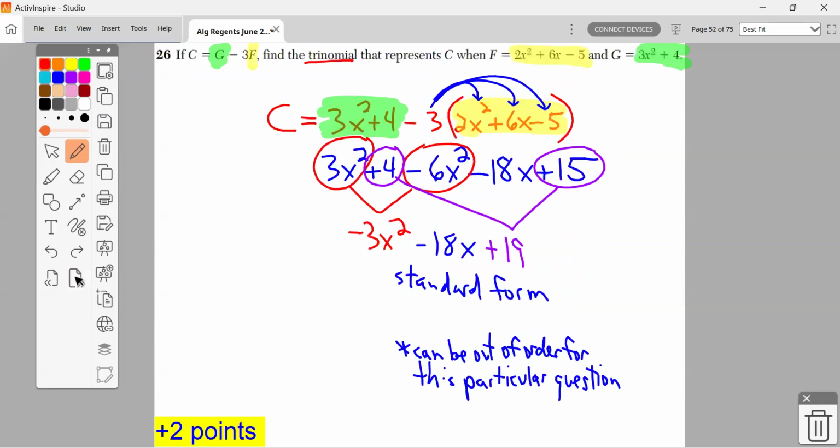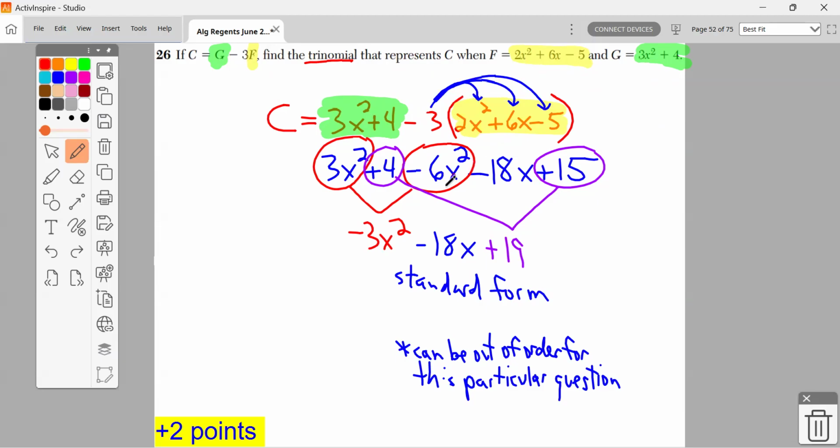In question number 26, if C equals G minus 3F, find the trinomial that represents C when F equals this and G equals this. So they tell you what F is and they tell you what G is. We want to sub them into the formula where they belong. So G is 3x squared plus 4. That goes in the G spot here. In the F spot, we have 3 times that, or negative 3 times that because of the minus sign.